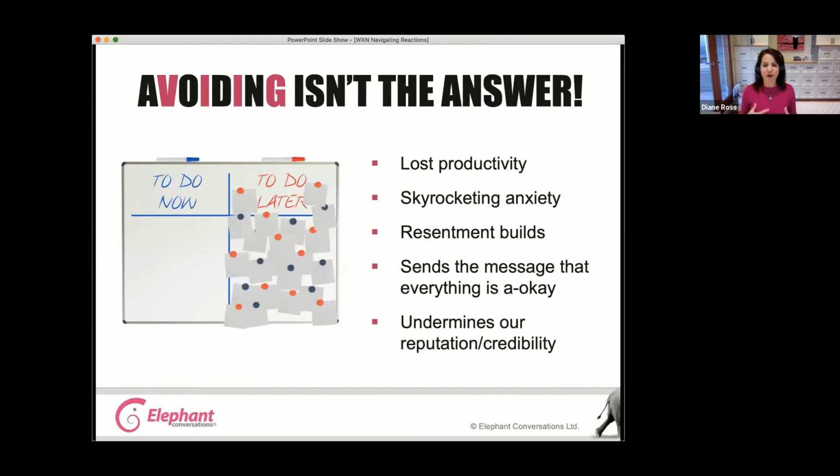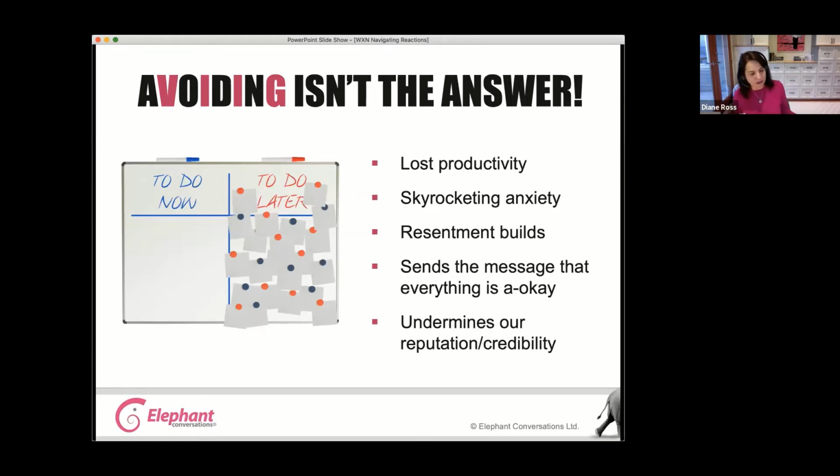But what's happening is now all this resentment is building in the relationship, and it's going to end up leaking out, right? It's going to be that one moment when it's no big deal, and you're going to say, I can't believe you're late again, or you don't respect my time, and the person will be like, whoa, what's your problem? Because it builds. It's also sending the message that it's okay to show up late. So there is a cost to avoiding.